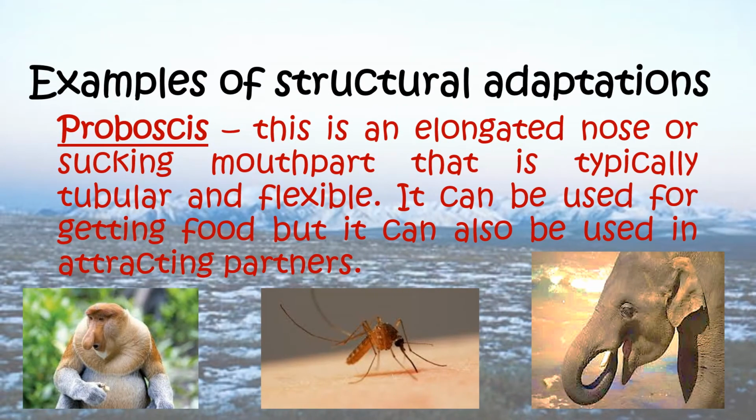Another example of structural adaptation is the proboscis. The proboscis is an elongated nose or the sucking part of the mouth that is typically tubular and flexible. It can be used for getting food, but it can also be used in attracting partners, just like in the proboscis monkeys. Proboscis monkeys use their proboscis to attract females. The larger their nose, the better they can attract a female.